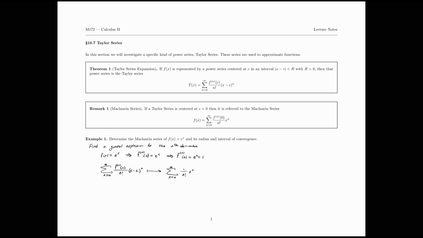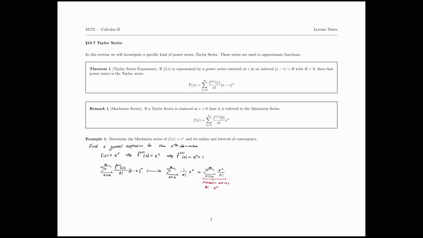So some people put the x to the n in the numerator. That's very common to see for this series in particular. So this right here is the Maclaurin series for e to the x. So now what we want to do is determine the radius and interval of convergence. So always start with the radius, and then from there we'll find the interval.